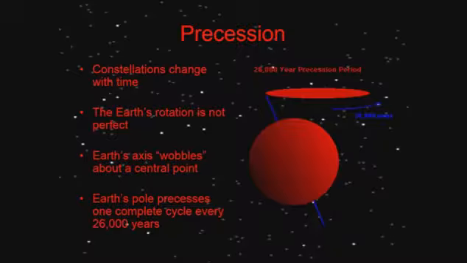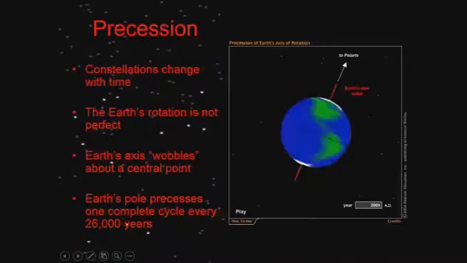The Earth's axis wobbles about a certain central point. So the Earth's pole precesses or spins around one complete circle every 26,000 years. So this is like spinning a top and watching the stick on the top of that rotate around. So every 26,000 years, Earth's rotational pole goes in one complete cycle. And this is what I'm talking about. And this is going to change the way we view our constellations.